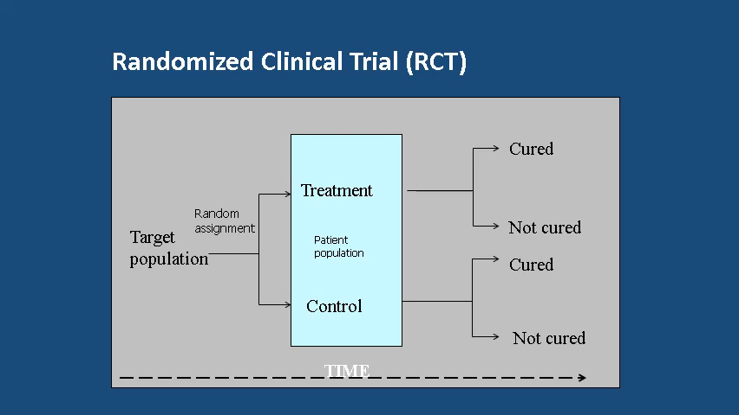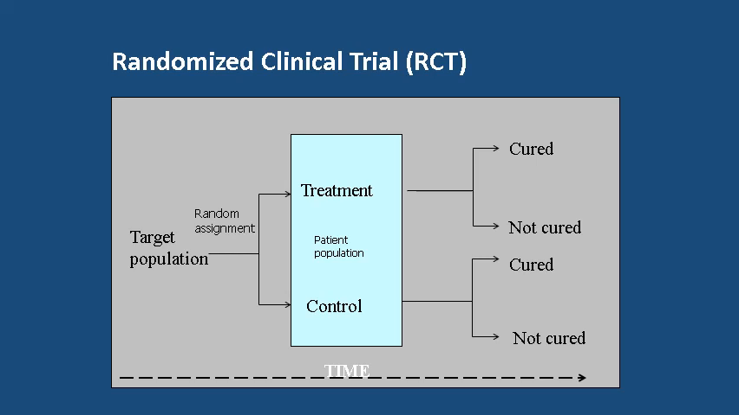Randomized clinical trial. This is the format. From the target population, we are randomly assigning two groups of people. One is a treatment group and the other is a control group. The treatment group will get an intervention or treatment. The control group will not get that intervention or treatment.